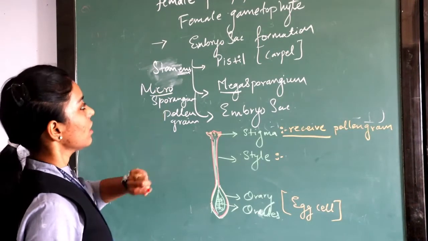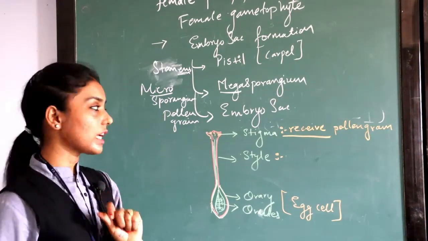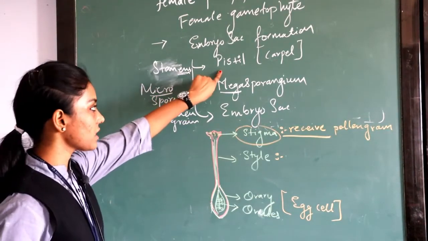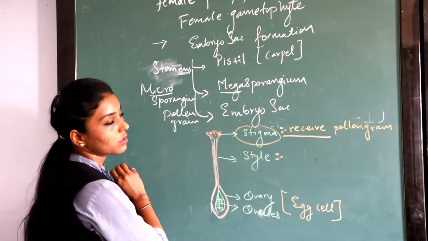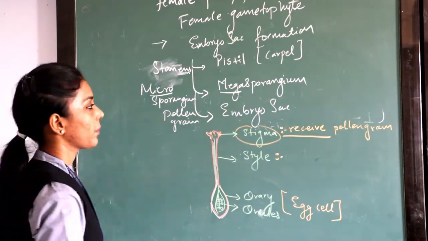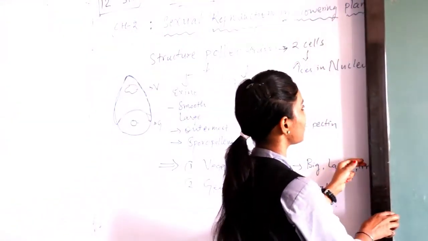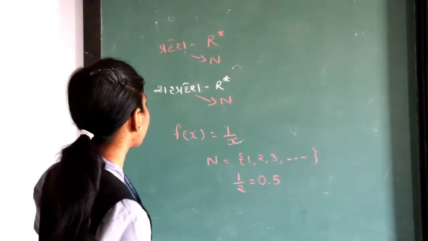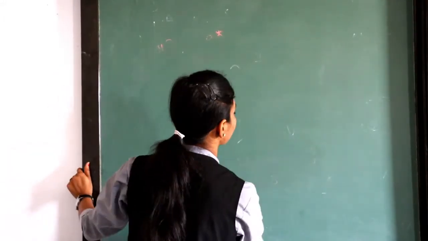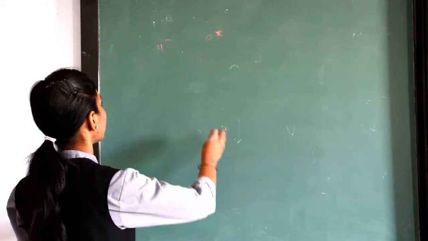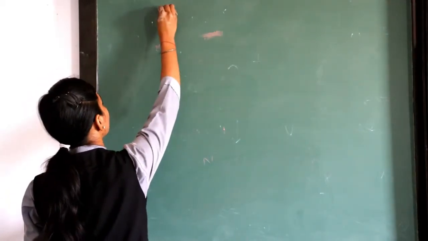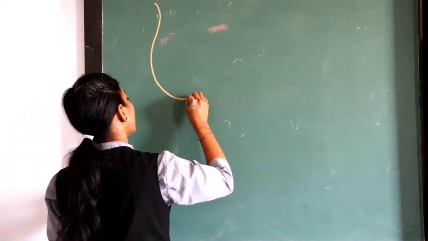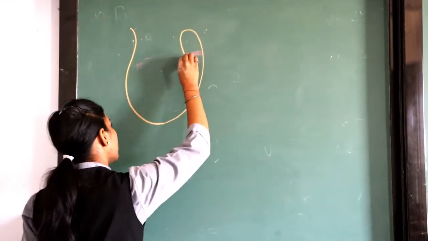I hope this introduction part regarding the female gametophyte is understood by all. Pistil we have seen. Now we will see something regarding megasporangium. For this we will again see with the structure. This is the structure of the ovule that I am drawing in the easiest way.